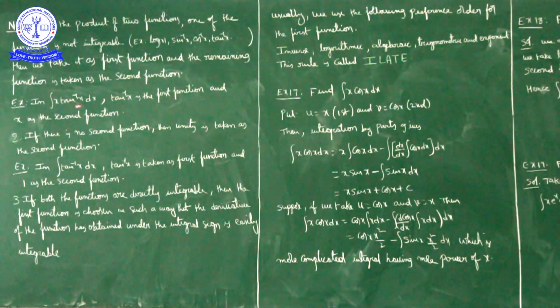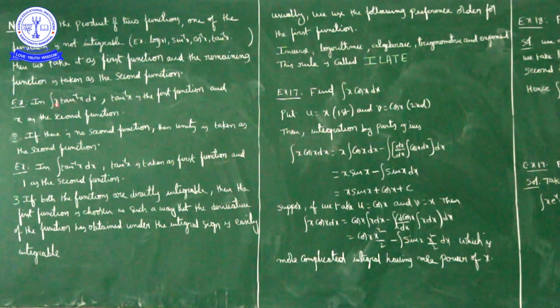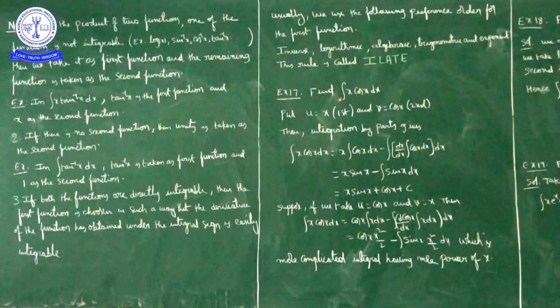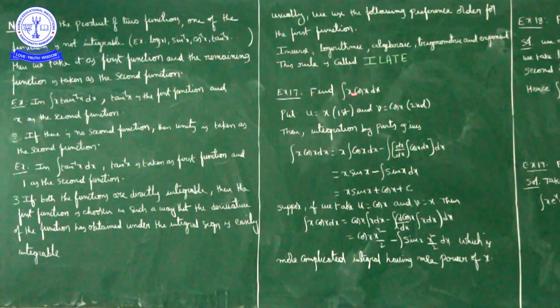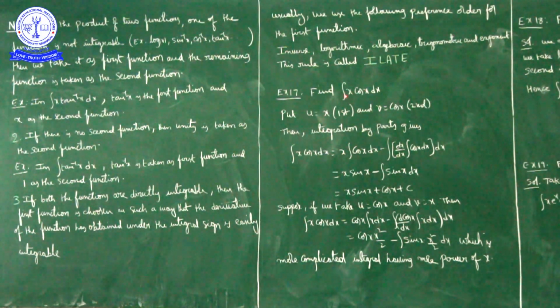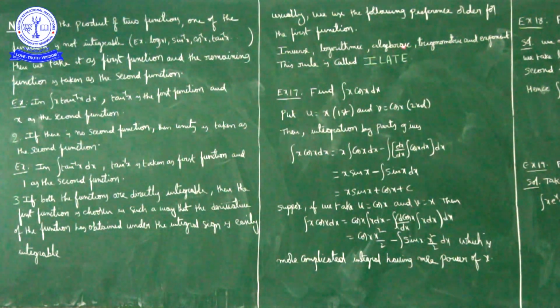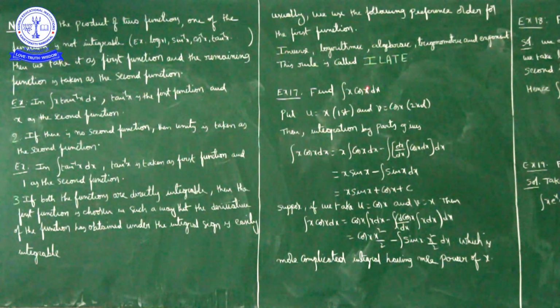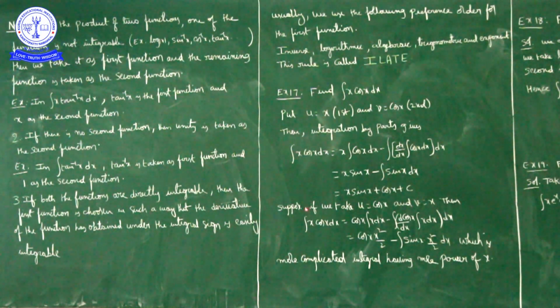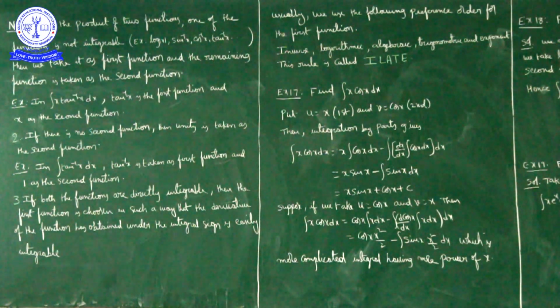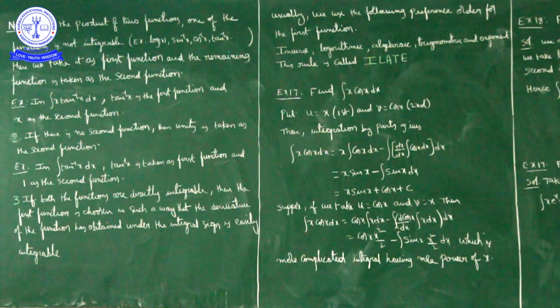Now in the integral of x tan inverse x dx, you have one inverse trigonometric function and one algebraic function. So the inverse trigonometric function is the first function and the algebraic function is the second function. Here, in the integral x cos x, we have algebraic and trigonometric, so algebraic is the first function and trigonometric is the second function. Next, one more example: integral x e power x, algebraic and exponential. So algebraic is the first function and exponential is the second function.